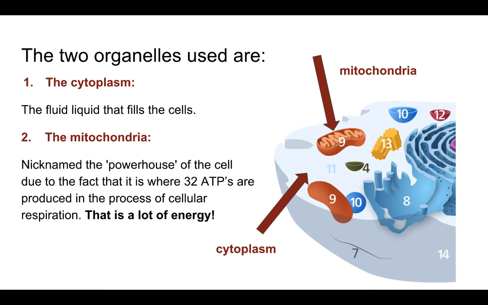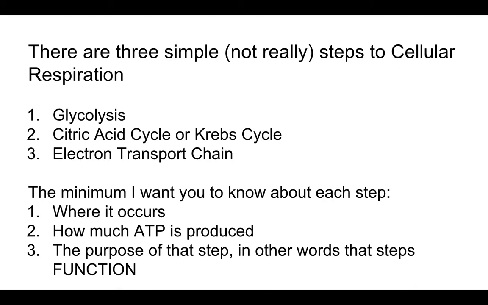So where does cellular respiration actually occur? It occurs in 2 organelles, and you want to remember this. The first organelle that is involved in cellular respiration is the cytoplasm. That's the liquid that fills the cells. And the second organelle that's involved is the mitochondria. And that really is called the powerhouse because that's where a majority of the ATP is made.